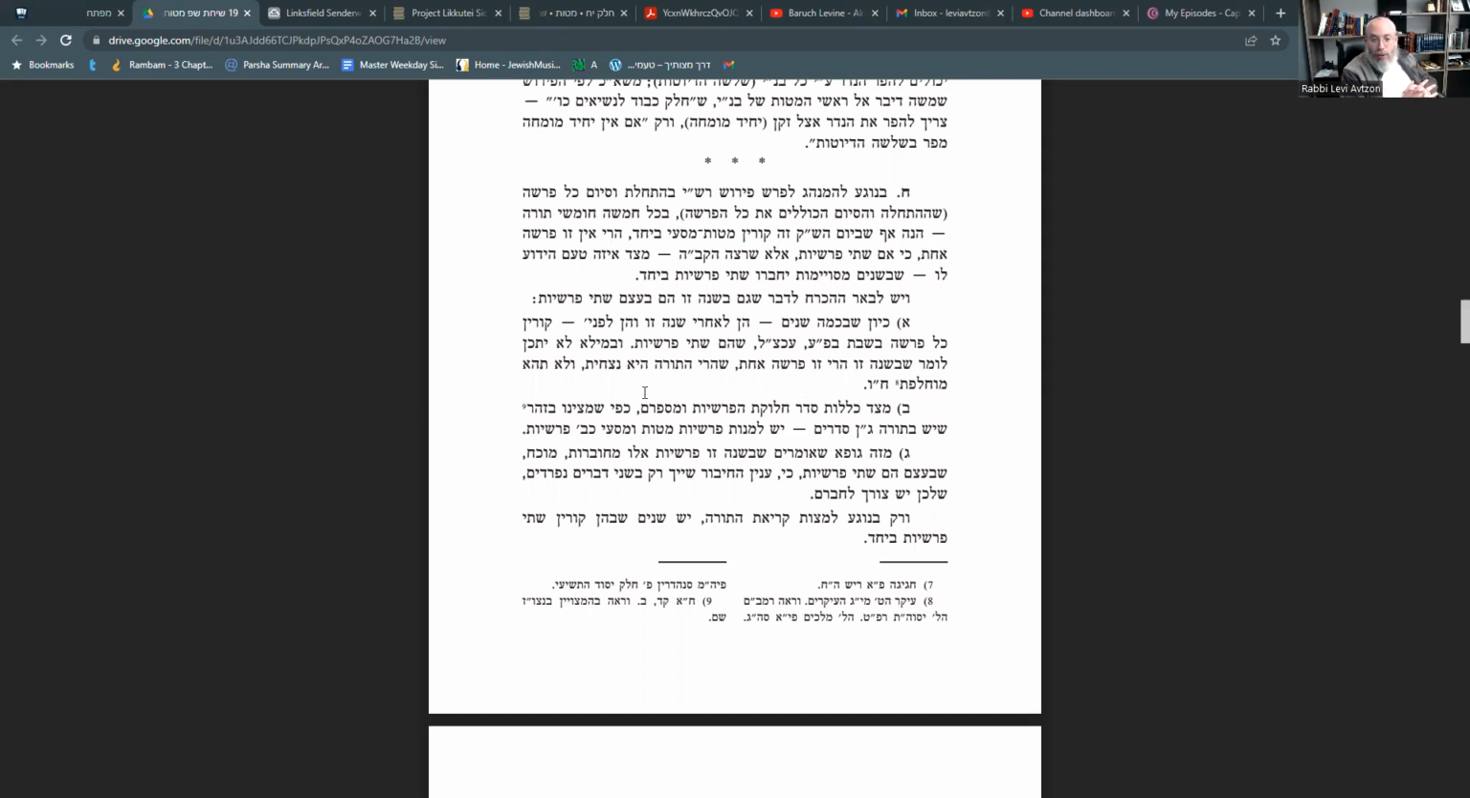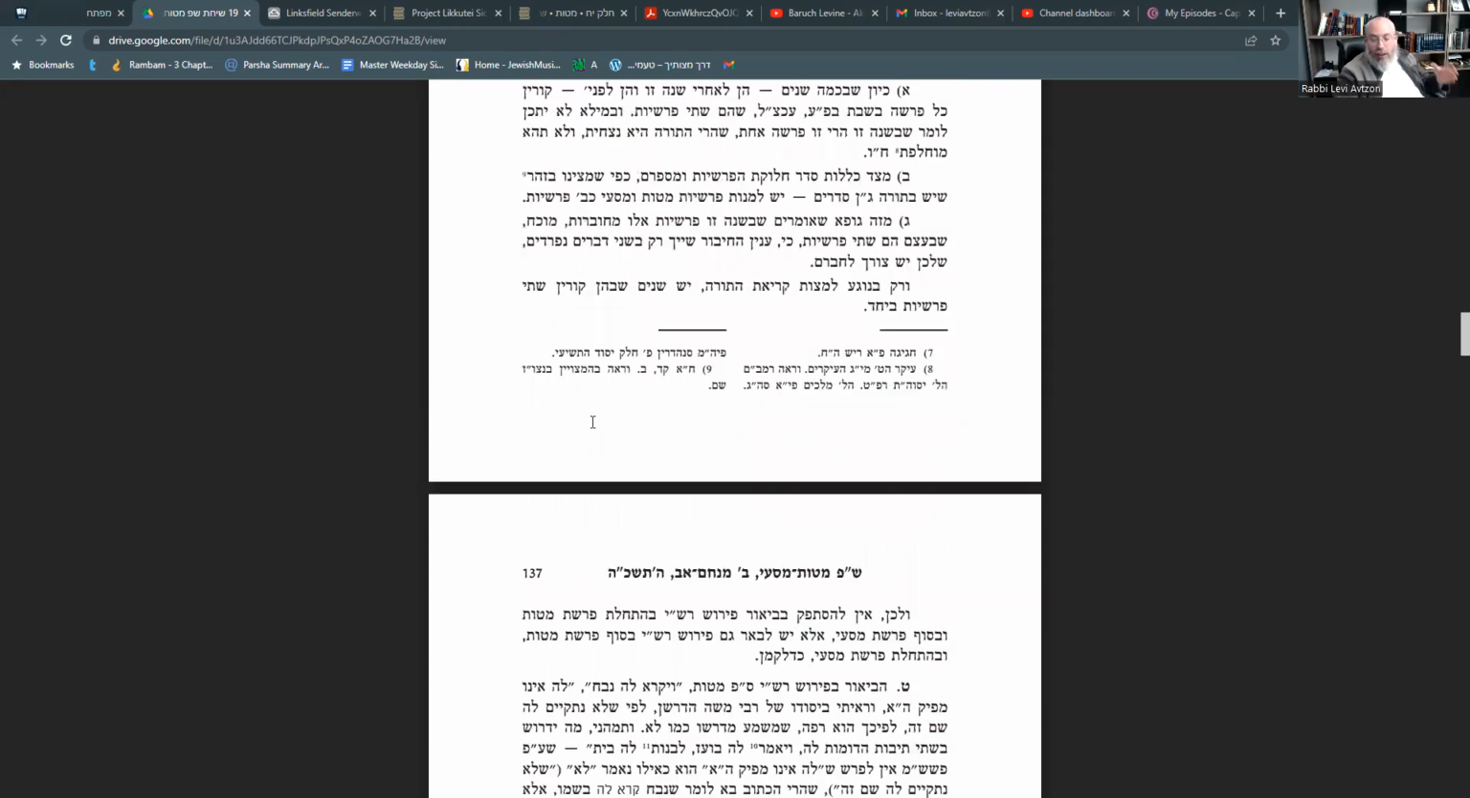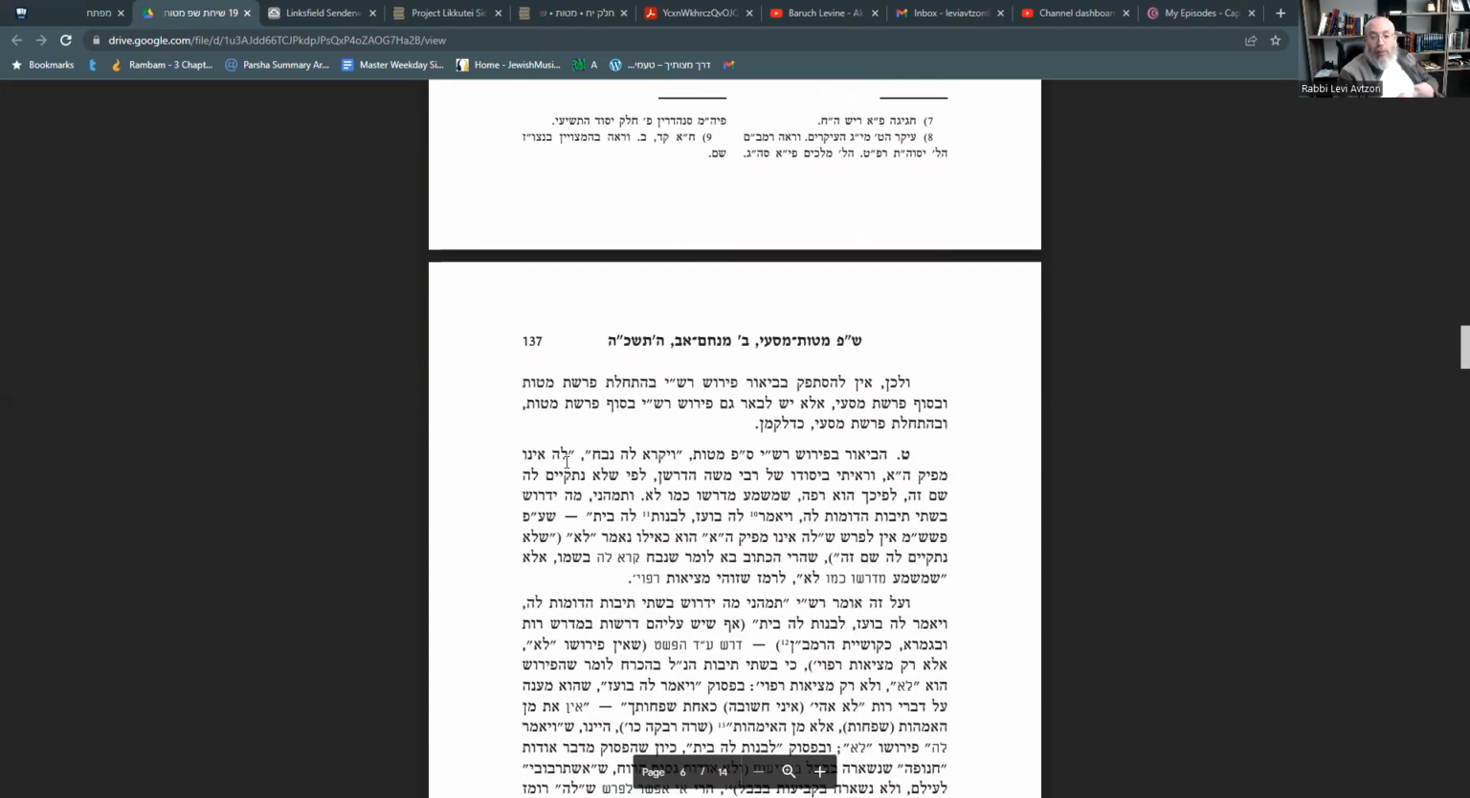So Parshas Matos and Masei are separate. And the fact that you say they're mechuber, connected, means that they're technically separate, they're just being combined. It's only by mitzvas kriyas hatorah that you read them together. So the Rebbe says that we cannot suffice with learning a Rashi at the beginning of Matos and at the end of Masei. No, we have to do beginning of Matos, end of Matos, beginning of Masei, end of Masei.